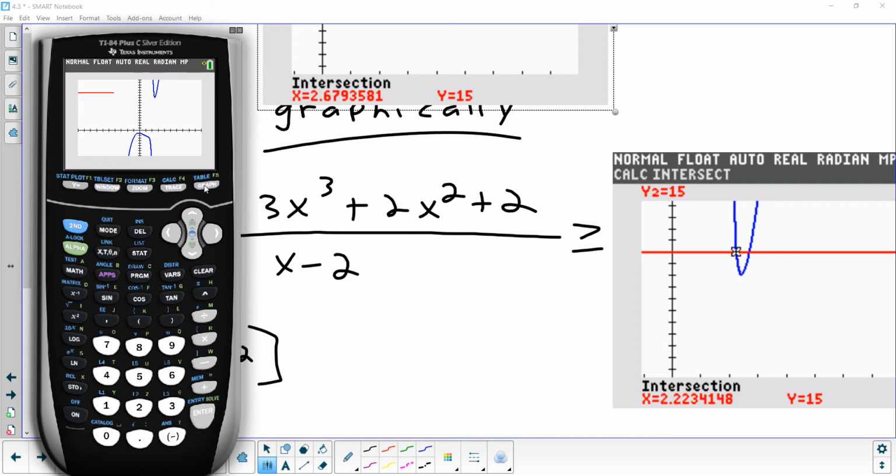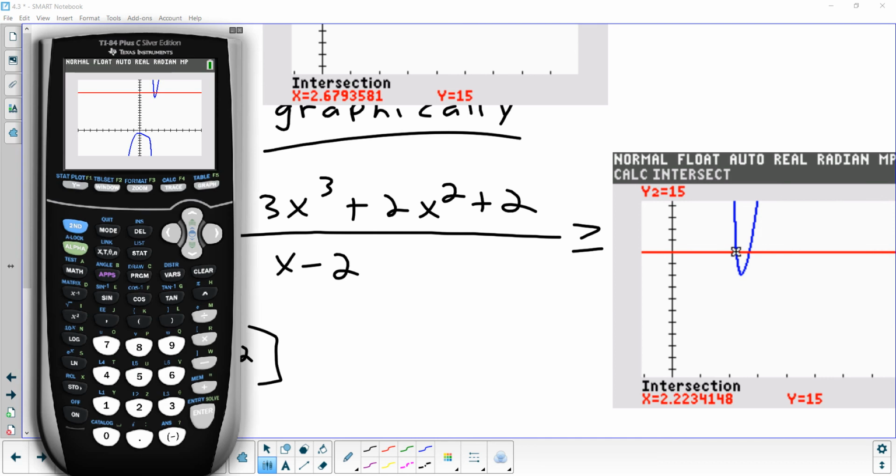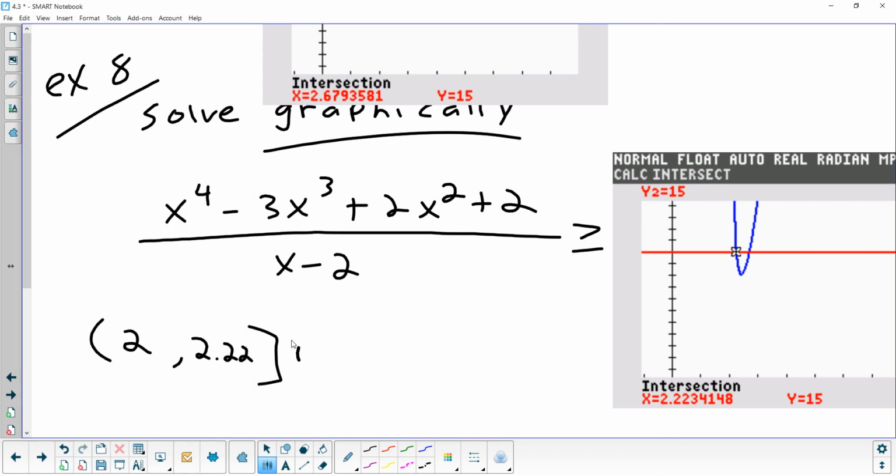But something else we have to be careful about here. Lindsay? There's a vertical asymptote. Where is the vertical asymptote? 2. Good. So you can pick anything between 2 and 2.22, and that'll put you in this section right here. Don't go below 2, then you'll be on the bottom part. All right, so that's that.